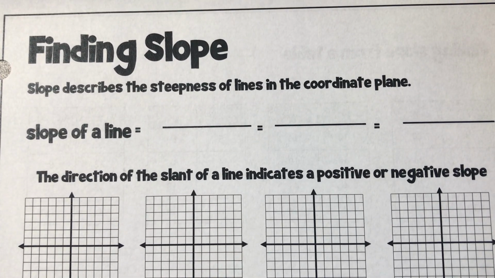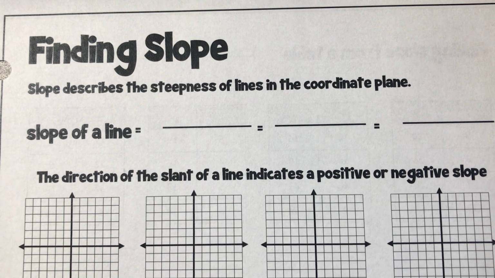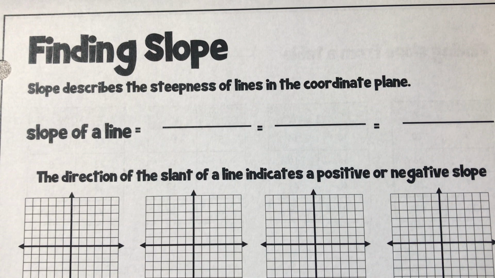Okay, today we're going to talk about finding slope. Slope indicates the steepness of lines in the coordinate plane. If you are a skier, the ski slopes, the slope of your driveway, the slope of the hill in your backyard, slope is indicating how steep something is.